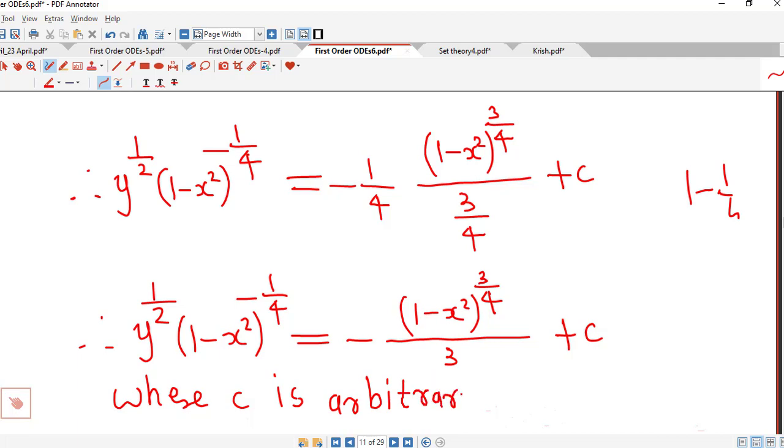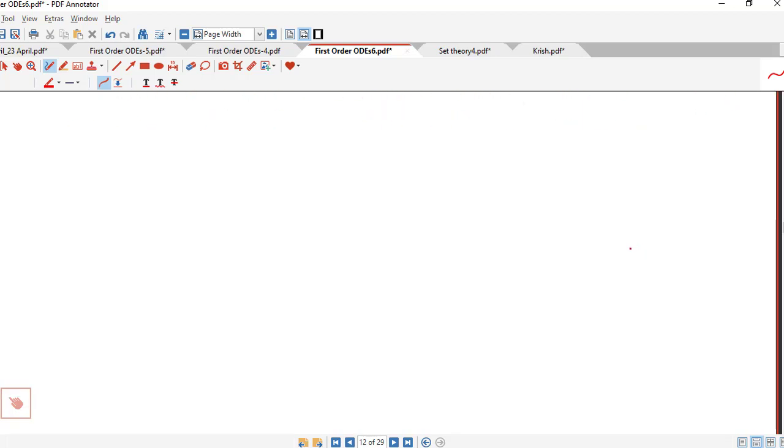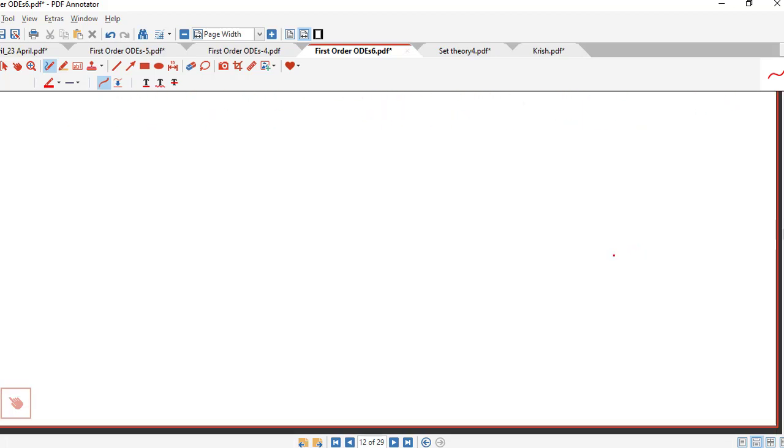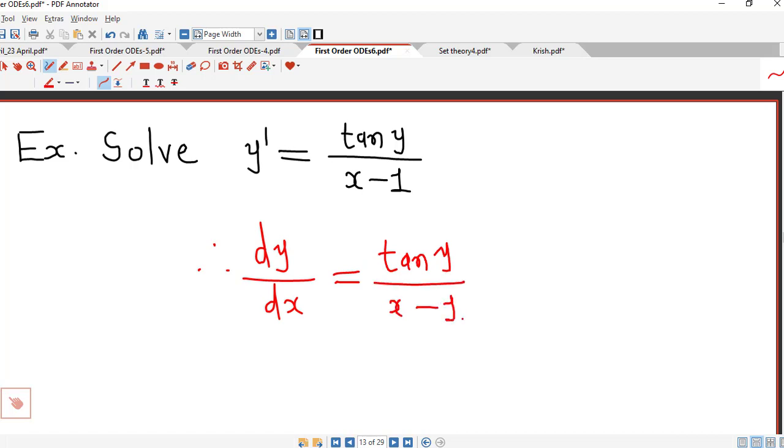So the given differential equation was Bernoulli's differential equation, which was non-linear, and we have converted it into a linear differential equation. We consider one more problem. Solve y dash equal to 10y over x minus 1. This we can rewrite as dy by dx equal to 10y over x minus 1.